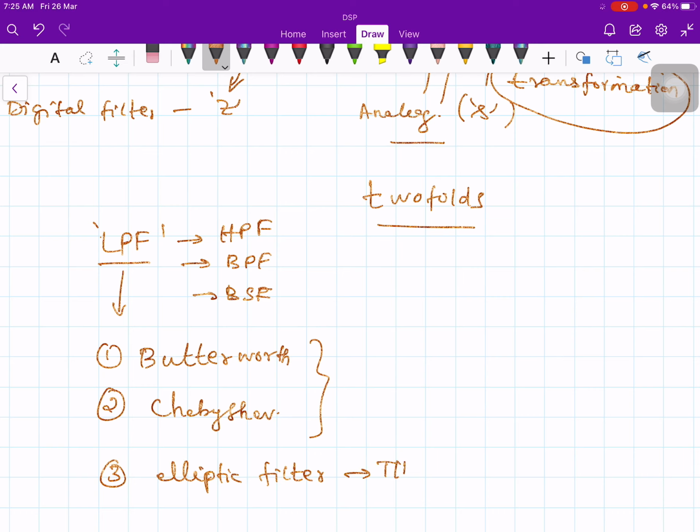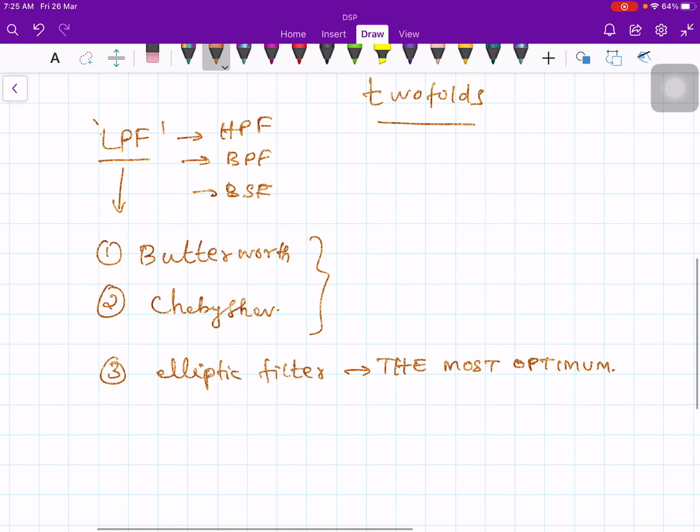This is the most optimum filter. But the problem in the elliptic filter is that the design requires numerical computation in almost every case. It is very difficult to tabulate elliptic filters, and no elegant mathematical formulas are available. And therefore in most cases digital signal processing engineers appeal either to the Butterworth or to the Chebyshev.